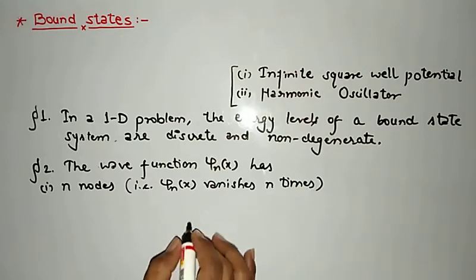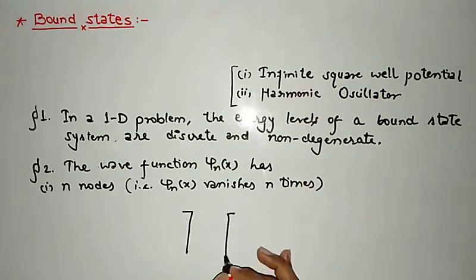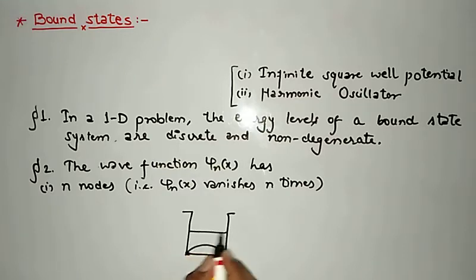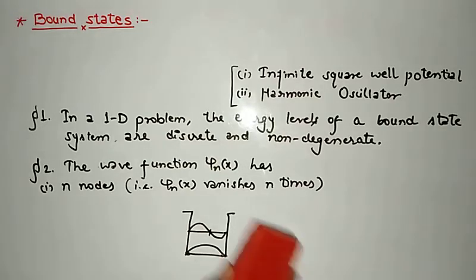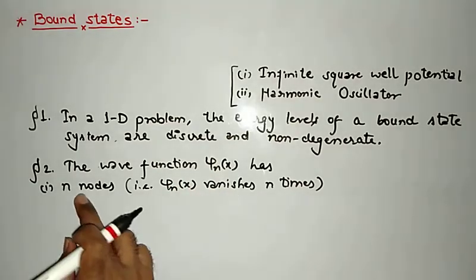We have also read this in particle in a box. This wave function has here one node, where the probability of finding the particle in this region will be 0. So, the wave function has n nodes.